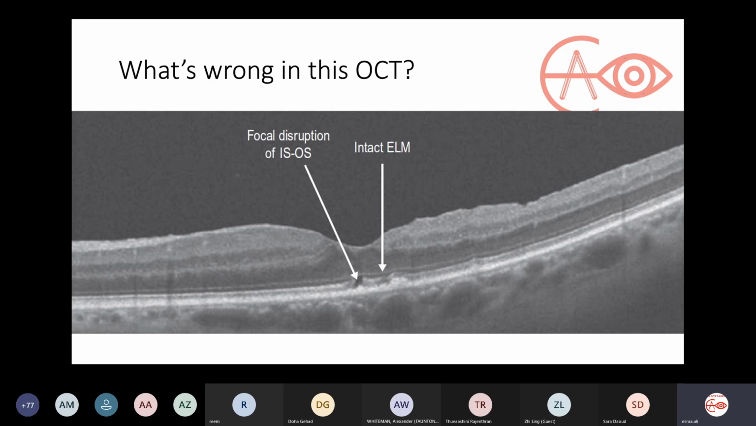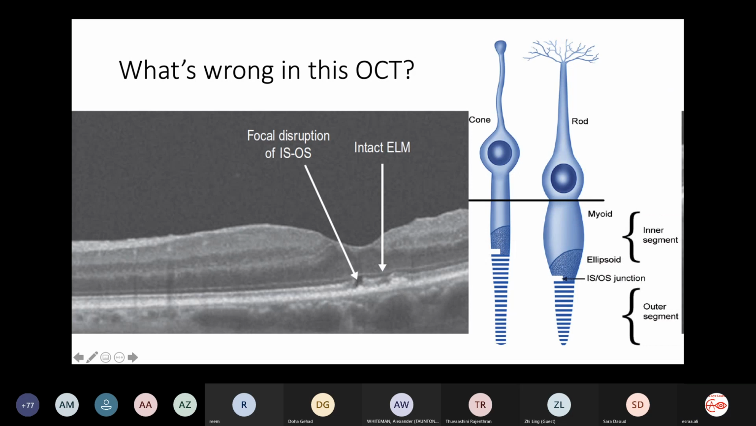But of course, if I'm going to ask you for diagnosis, I'm going to give you more history. But if they're asking you about the signs, then you need to know how to describe these findings. So again, this is the inner segment, outer segment junction, to remember it.